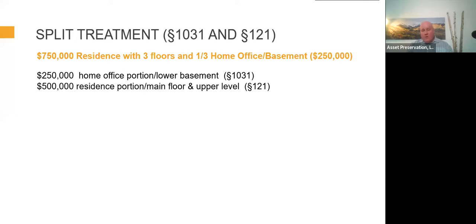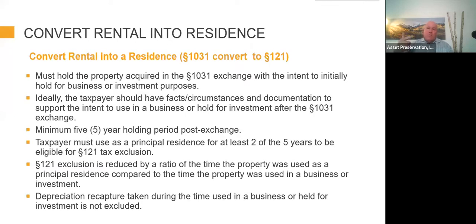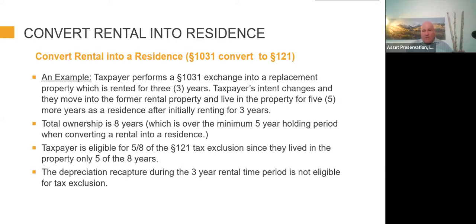The next scenario would be where we convert a rental acquired in an exchange into a residence. By the way, I know we're sitting 7 minutes before we wrap up. I will zip through the questions at the very end as fast as I can. Now, in this one, we've got a 5-year holding period minimum. Then we've got to exclude it. So we only get credit for 121 for the amount of time it was lived in over the total ownership period. So let me give you kind of an example.